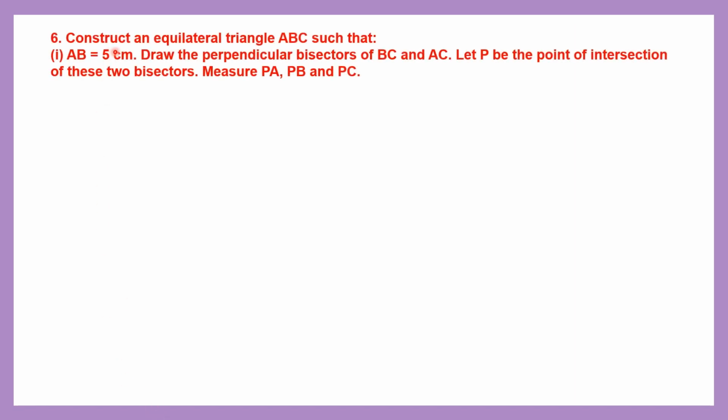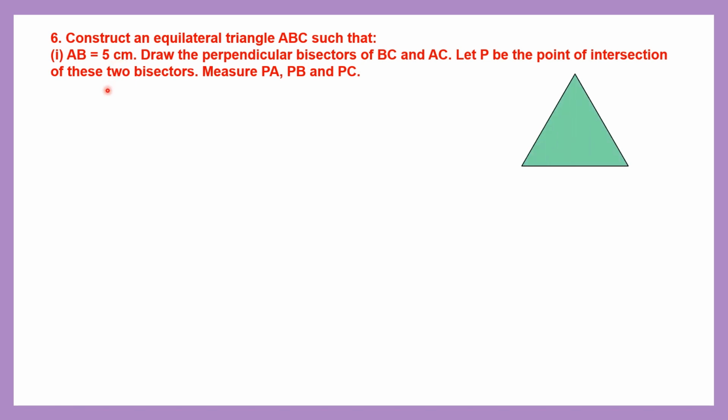6. Construct an equilateral triangle this time. Okay, equilateral triangle is a triangle in which all three sides will be of the same length. So we're going to construct an equilateral triangle ABC such that AB is 5 centimeters. Then draw the perpendicular bisectors of BC and AC. And there's one more part. So first thing, let's construct an equilateral triangle ABC such that AB is equal to 5 centimeters.